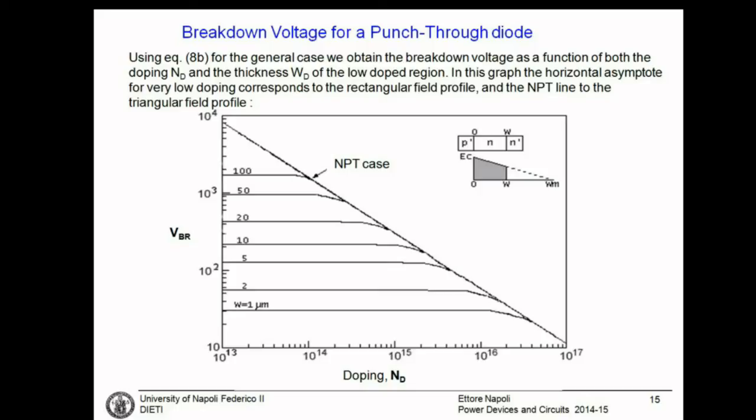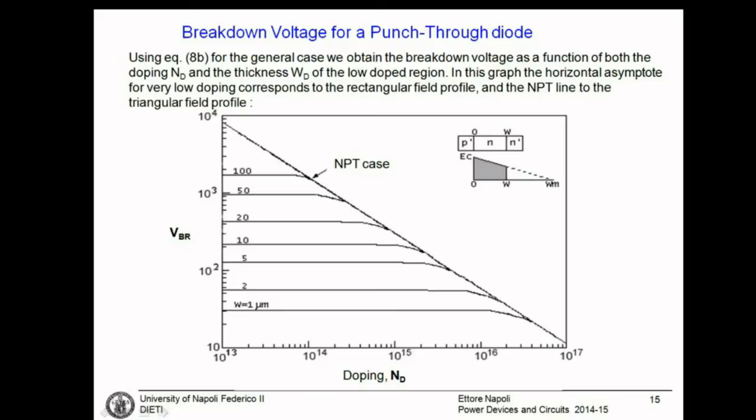If the doping is decreased or the thickness is decreased, you enter in this other region where you are in the punch-through case. For very low doping, here 10 to 13, you have more or less a square electric field. The electric field is flat in the intrinsic region. This means that the breakdown voltage only depends on the thickness of the depleted region.